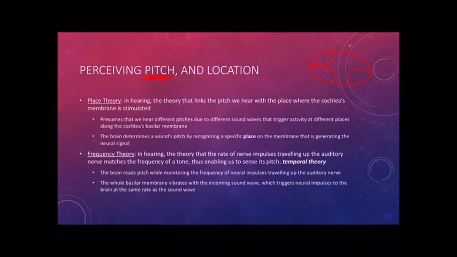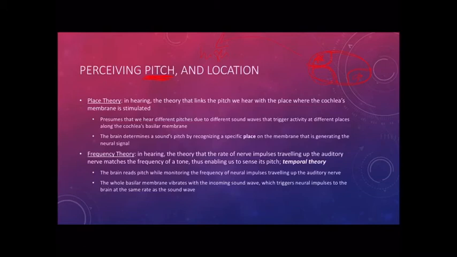So this idea that there's a specific place on the basilar membrane that gets stimulated, which then tells our brain, oh, well, if it's this place that got stimulated, well, then we must be hearing a very high pitch, right? And so when you hear a high pitch, it's because, this theory says, a certain place on your basilar membrane was stimulated, and so your brain interpreted that place as being correlated to high pitch or low pitch, but just know that it's about a specific place on the basilar membrane that determines what pitch you hear.